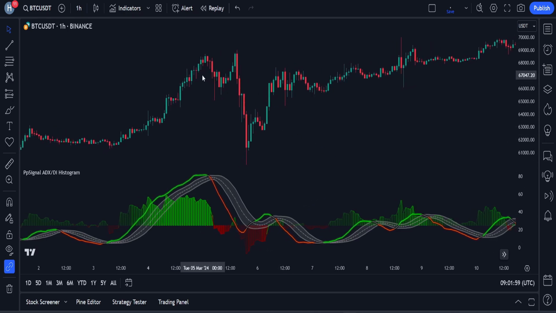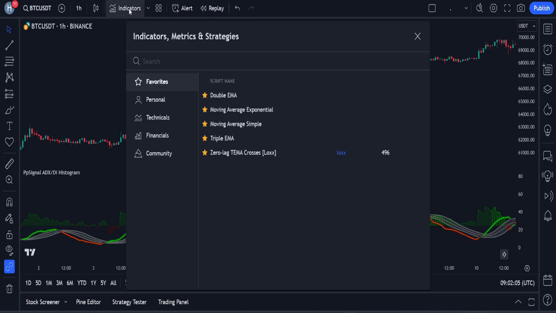So to decrease our risk as much as possible and lower the number of false signals, let's add the second indicator of our strategy to the trading chart.